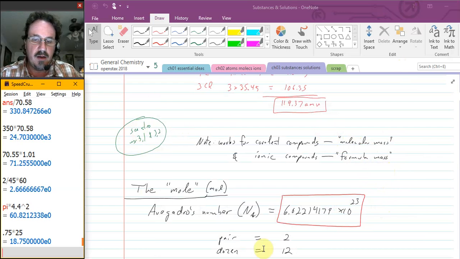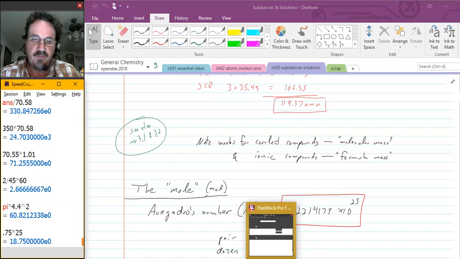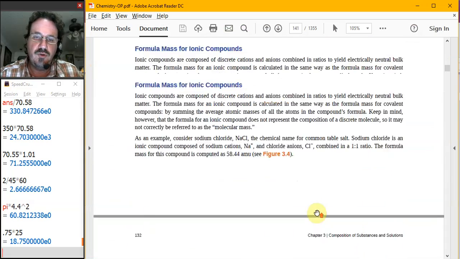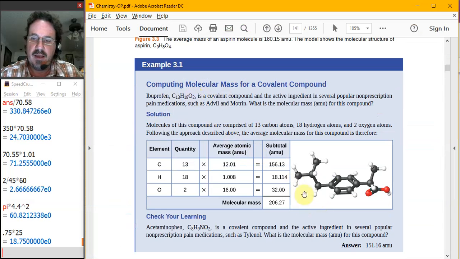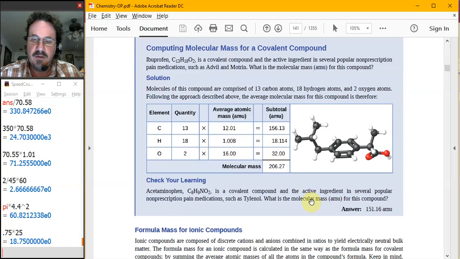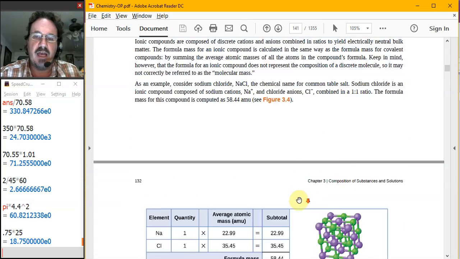Alright, so in the book there are a couple additional examples here, 3.1 and 3.2. So let me scroll back up here. Here's 3.1. Again, ibuprofen, big molecule, right? But if you look at the formula of it, C13H18O2. Alright, 13 times 12, that's my 13 carbons. 18 times 1.008, that's my 18 hydrogens. And 2 times 16, those are my 2 oxygens. Add them all the way up. 206.27 AMUs, atomic mass units. So big ones, no problem. We just add them up anyway.